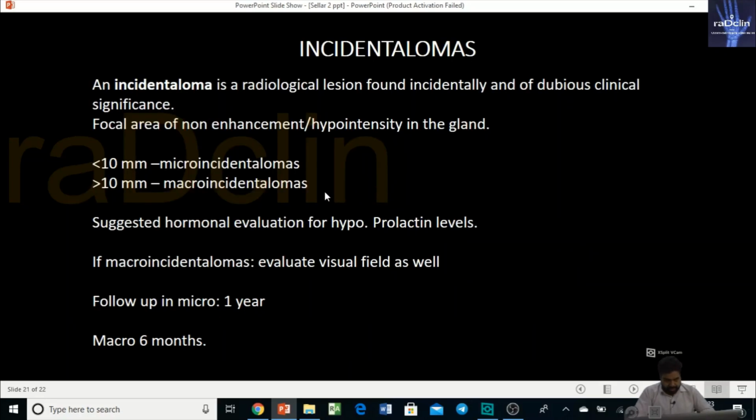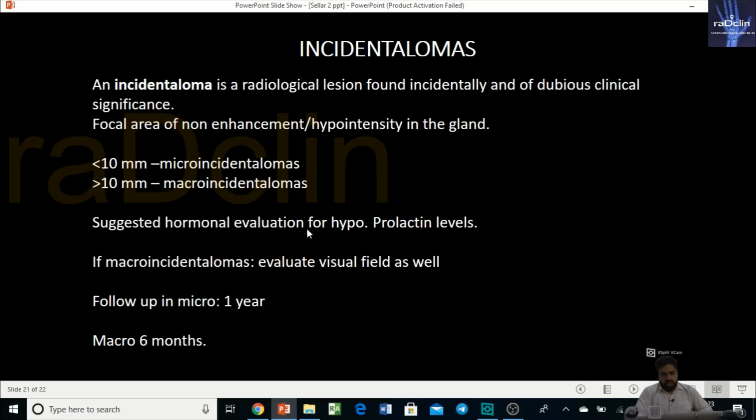Now, some other benign conditions, that is incidentaloma. What is an incidentaloma? An incidentaloma is a radiological lesion that is found incidentally and is of dubious clinical significance. The patient came with some other complaint, and you found it. This is a focal area of non-enhancement or hyperintensity in the gland. Now, less than 10 mm we call it microincidentaloma, and more than 10 mm we call it macroincidentaloma.